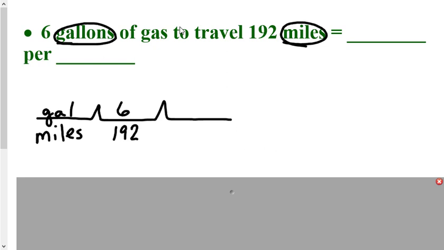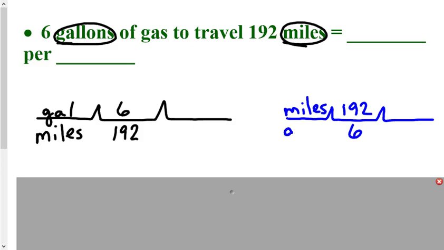And you might be saying, well, how do I know which one has to go on the top and which one has to go on the bottom? Well, let's figure that out. If we did it the other way, if I put miles on top, I could say, well, I'm going to travel 192 miles on 6 gallons of gas. Now, technically, you could solve this problem either of these ways. We're going to solve both of them, and we're going to think about which one actually makes more sense, even though both would be correct.